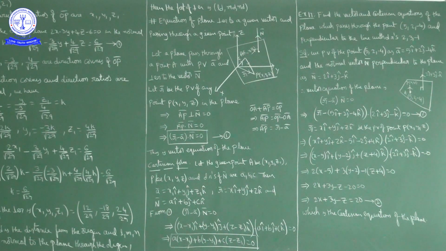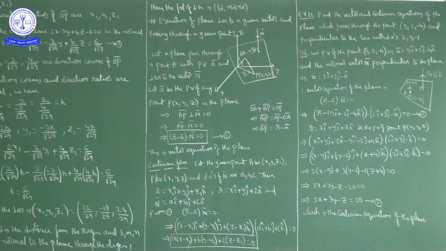Now we have the point (5, 2, minus 4) with position vector A bar equal to 5 i cap plus 2 j cap minus 4 k cap. And the normal vector N bar perpendicular to the plane: the line is perpendicular to the plane with direction ratios 2, 3, minus 1, so N bar is equal to 2 i cap plus 3 j cap minus k cap. We have the point and the normal vector.